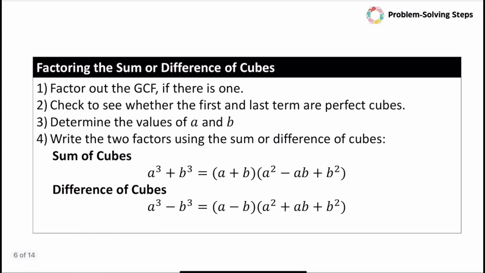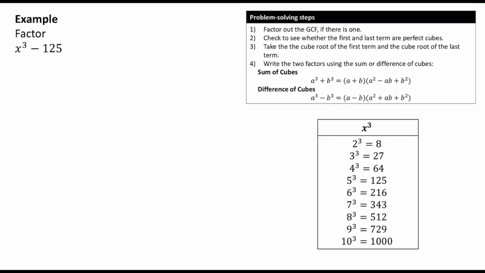So here's what we're going to do to factor the sum or difference of cubes. Start off by factoring out a GCF if there is one. Check to see whether the first and last term are perfect cubes. Then we're going to determine the values of a and b, and then we'll write the two factors using the sum or difference of cubes. Let's start off with this example. Here I'm trying to factor x cubed minus 125. So x cubed I'm going to call a cubed, and 125 I'm going to call b cubed.